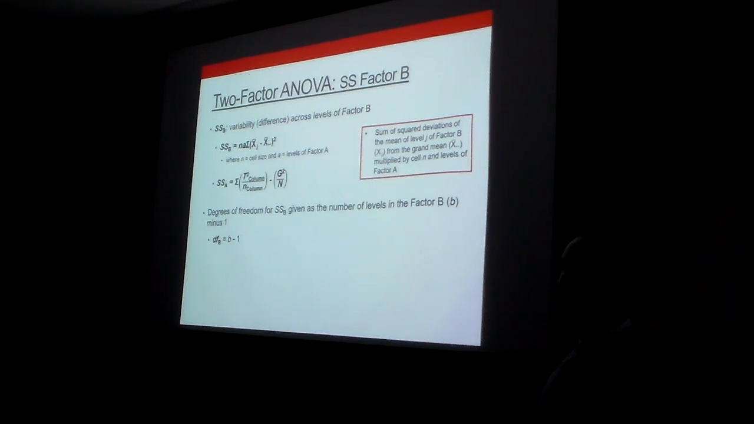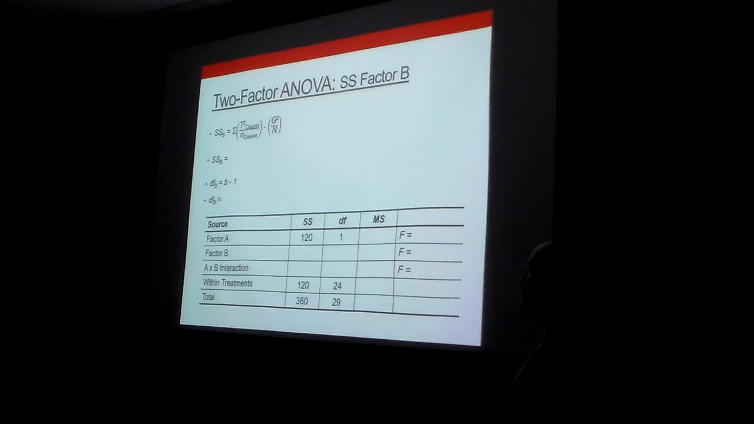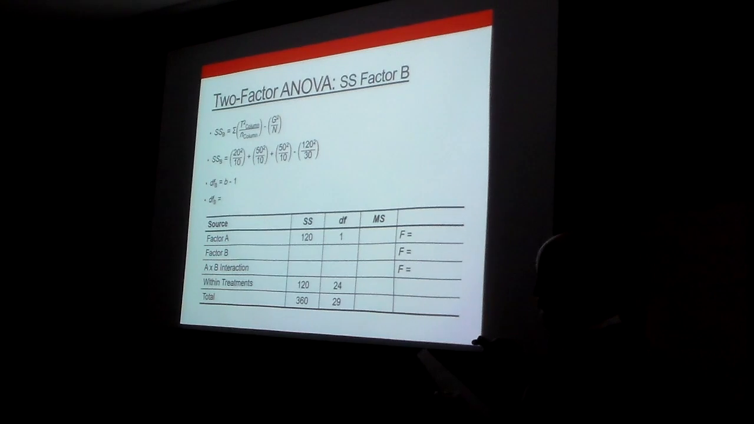So we would take a shortcut and calculate this as the square of our column totals over the number of people in each column, minus the square of my grand total over n. Degrees of freedom are the same as we did before. They're just the number of levels of factor B minus 1. Okay. So again, if we want to take the shortcut, we calculate this as the square of our column totals over our column size, minus the grand total squared over n. We can go through the column totals.